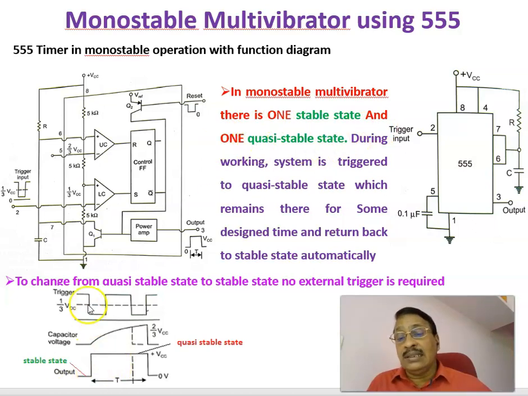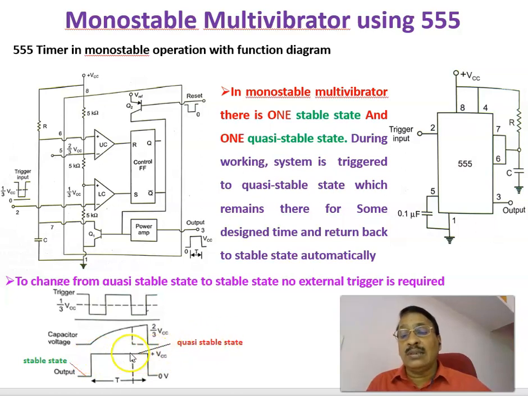As we have seen here, assume this is a triggering pulse that is applied to pin number 2. As that voltage goes less than 1/3 VCC, the output changes from low to high. The duration for which the output is low, we define as the stable state. Once the triggering pulse goes less than 1/3, the output changes from the stable state into a quasi-stable state, because the output is going high.